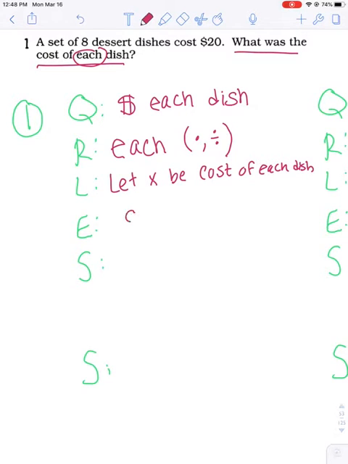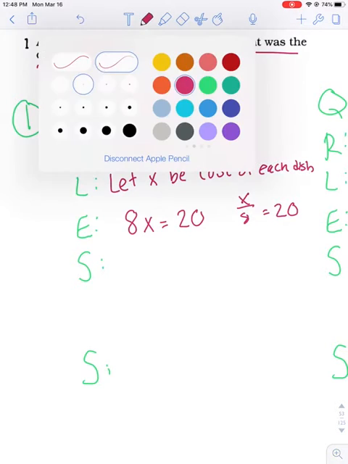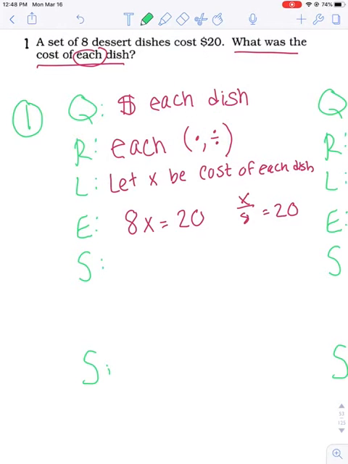So there's really 2 possible equations here. One could be 8x equals 20, and the other one could be x over 8 equals 20. We have to decide which one's better, because we know it's going to be multiplication or division. Let's talk about what the x represents. The x represents each dish or one dish.